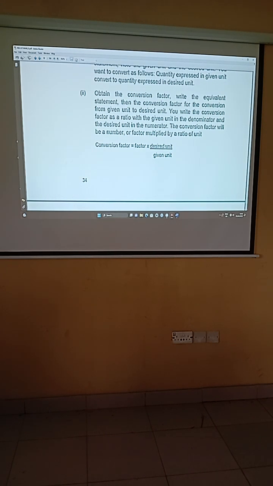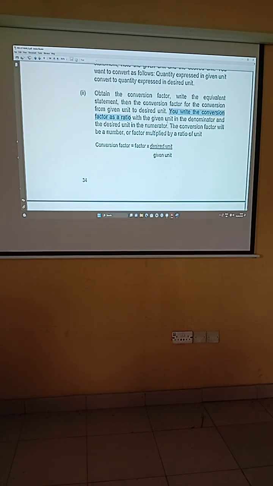Then 2, obtain the conversion factor. The conversion factor is very necessary. Obtain the conversion factor and write the equivalent statement, then the conversion factor for the conversion from given units to desired units. You write the conversion factor as a ratio. Underline that and take note of it. So the conversion factor should be written as a ratio. It is very, very important.